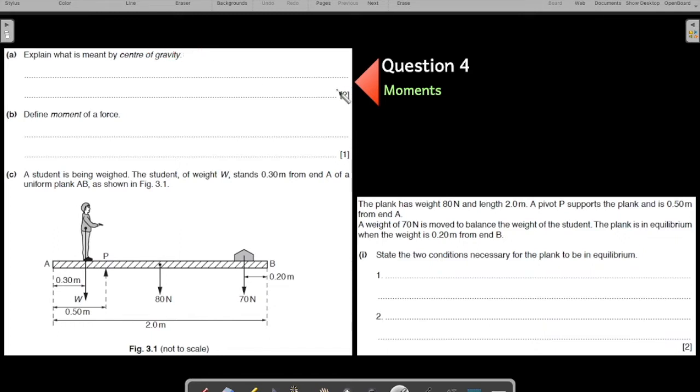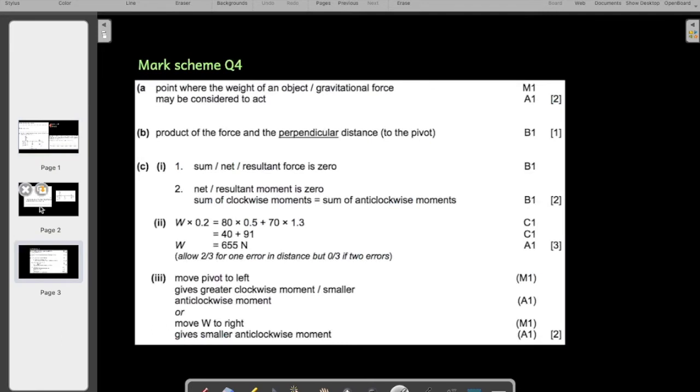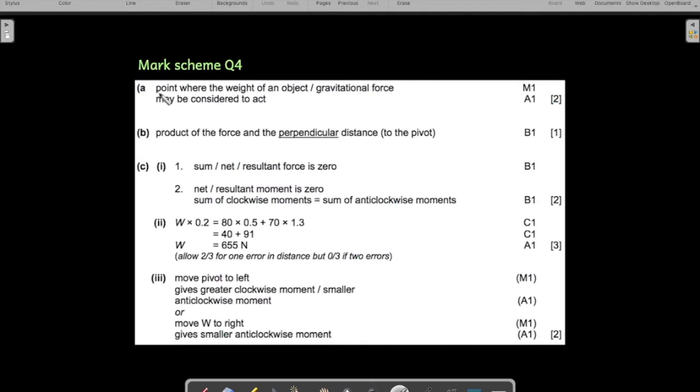It is a point from where you can consider the entire weight of the object to act, right? This is some of the simplest thing to define. Point where the weight of an object may be considered to act. This is a 2-mark question.